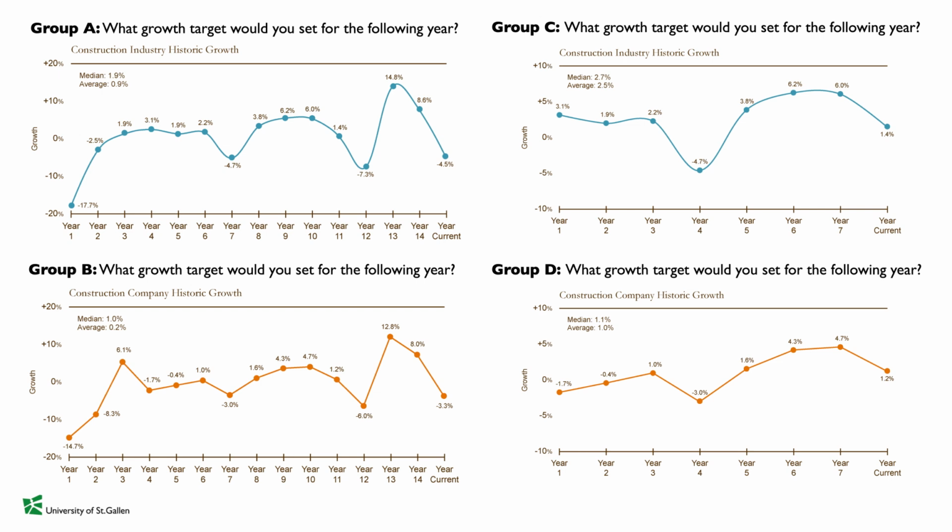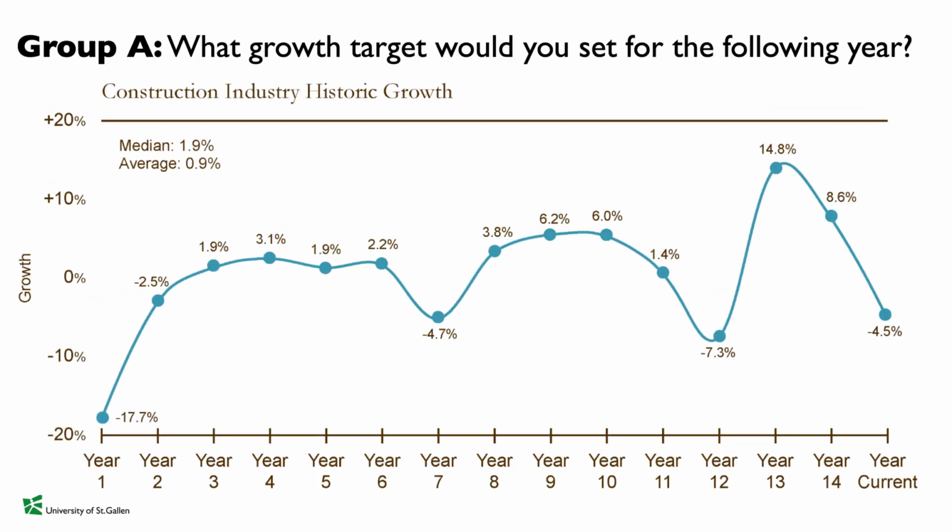Try this exercise yourself. You have here the charts that we showed to the group for group A, B, C, and D. And think about what target you would set. Let's pick group A, setting a target here for group A. You can see that in year 13, they had a growth rate of 14.8. In the current year, it's minus 4.5. So it must be somewhere in between.